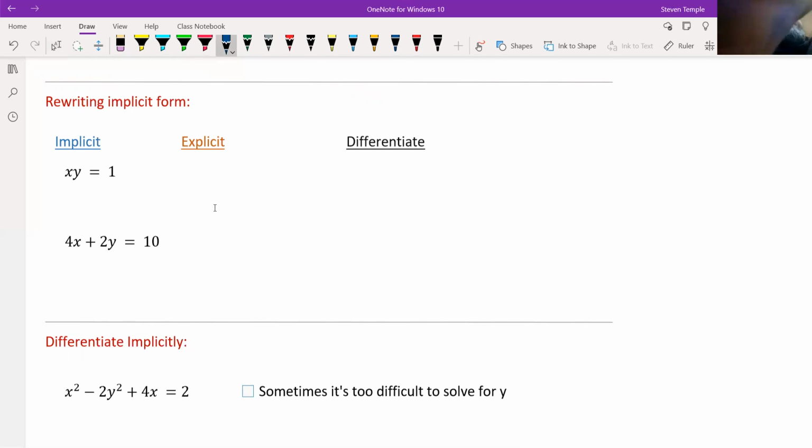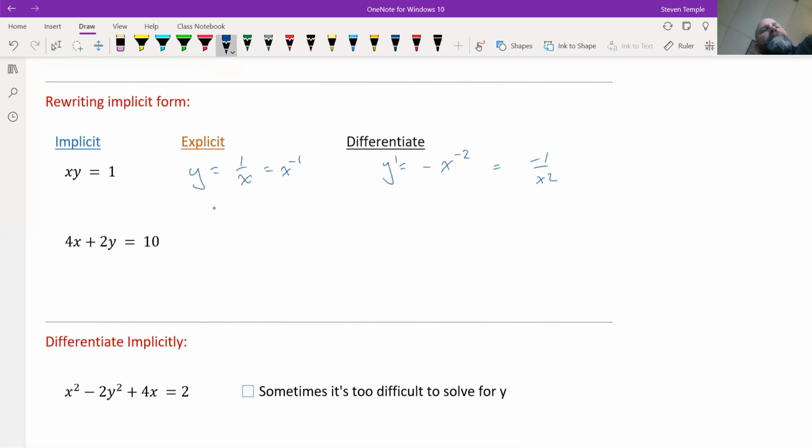So for example, the first one is xy equals 1. If you solve for y, you can get 1 over x, and I'll rewrite that as x to the negative first. And then you take the derivative, it's simply negative x to the negative second, or negative 1 over x squared. That was pretty straightforward, no problem.